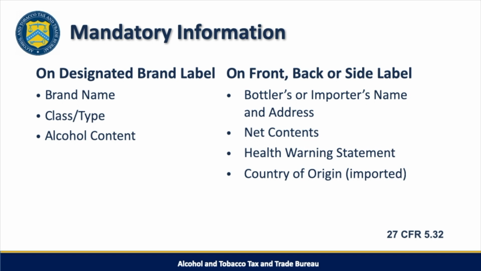Mandatory information that may appear on any label includes the bottler's or importer's name and address, net contents, and health warning statement. If the product is imported, U.S. Customs and Border Protection also requires a country of origin statement, which may appear on any label.